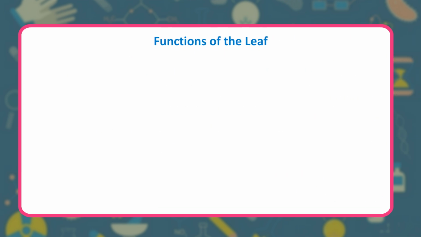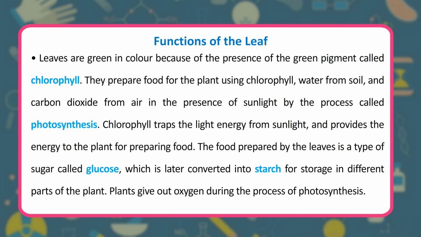Functions of the leaf. Leaves are green in color because of the presence of the green pigment called chlorophyll. They prepare food for the plant using chlorophyll, water from soil, and carbon dioxide from air in the presence of sunlight by the process called photosynthesis. Chlorophyll traps the light energy from sunlight and provides the energy to the plant for preparing food.